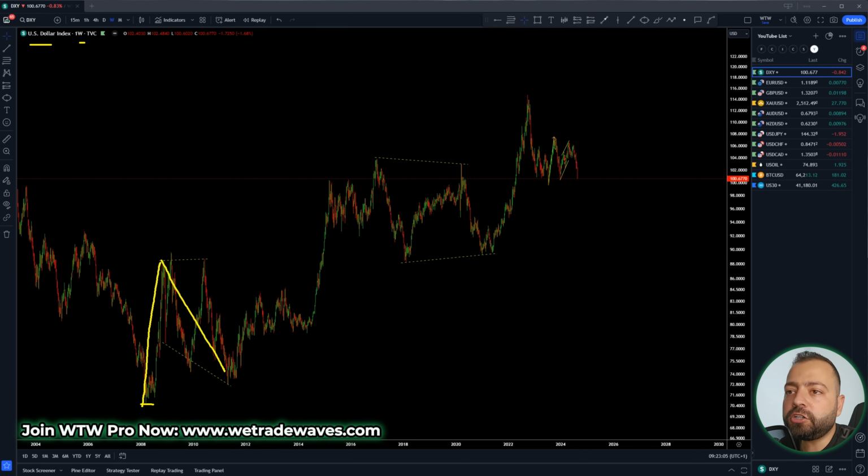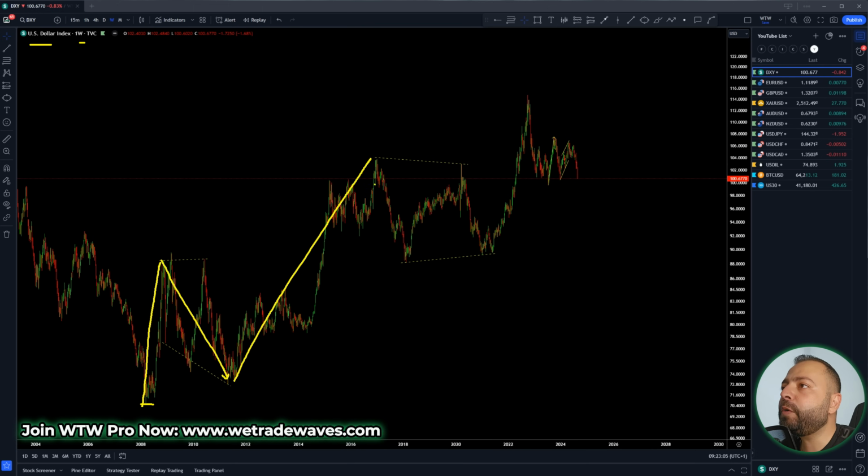We've got this structure. For us, for Weighted Waves, this is an expanding flat. I will ignore this because I don't want to waste time explaining it here, since it needs time to explain why we see it this way. Anyway, this is an expanding flat. We've got this up wave from here to here. This is the third wave. It was subdivided into five waves.